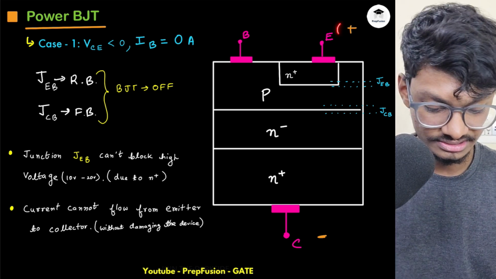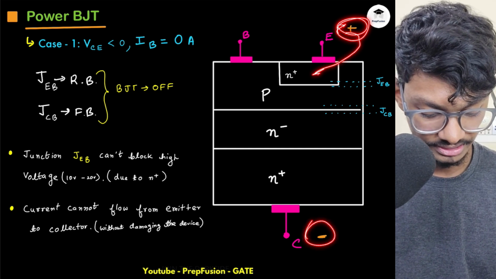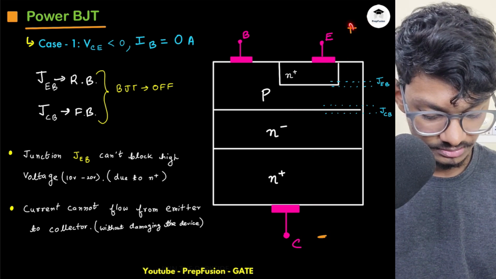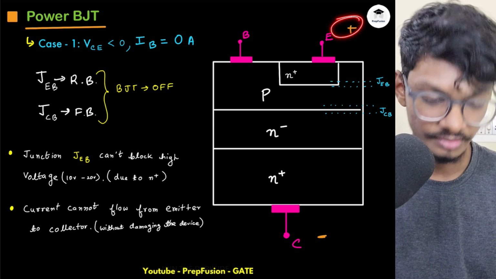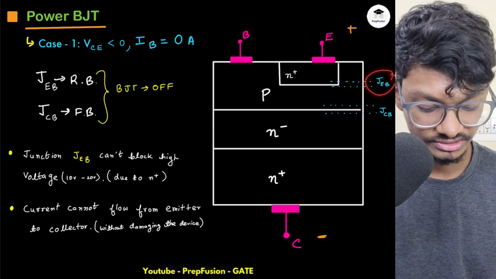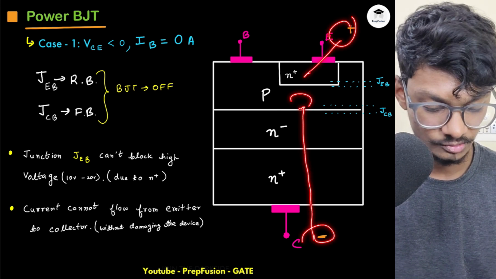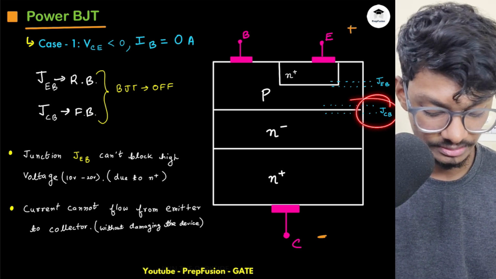The simple analysis is that this plus terminal is connected with this N, and this minus terminal is connected with this N, right? This plus is connected with N, so this junction will be reverse bias. Whenever a positive terminal is connected to the N side, it is reverse bias. So this JEB is reverse bias because plus is connected with N, and minus, if I go through here, is connected with P.